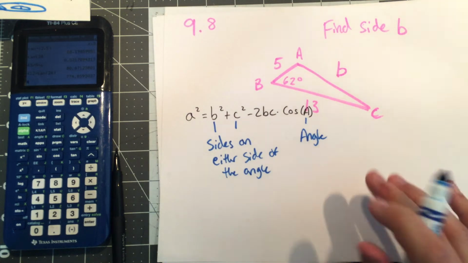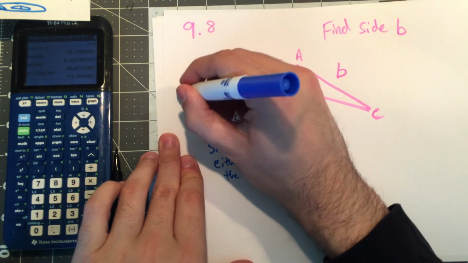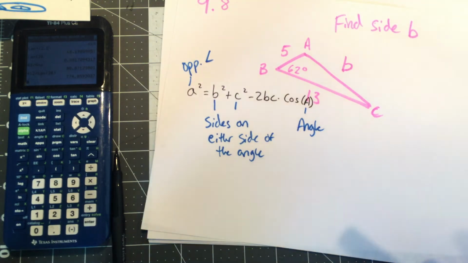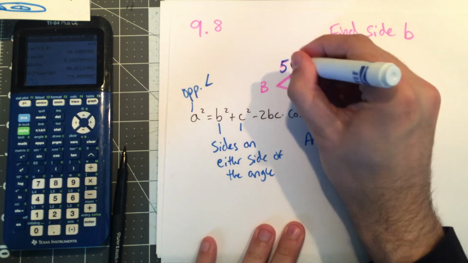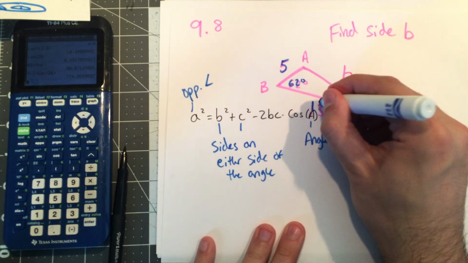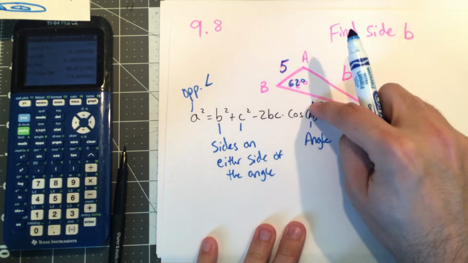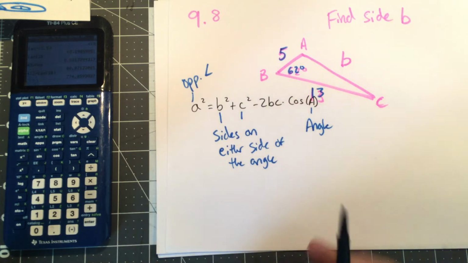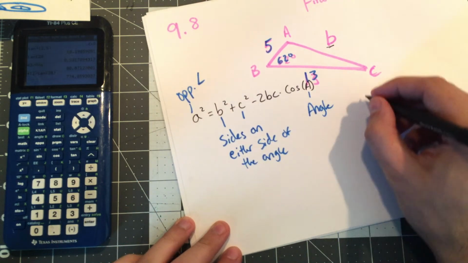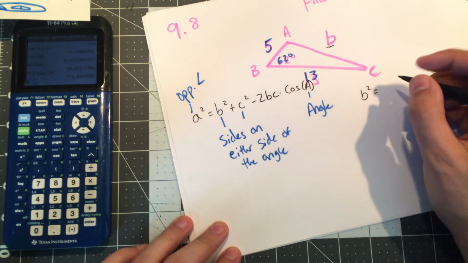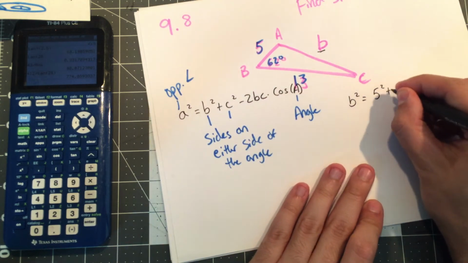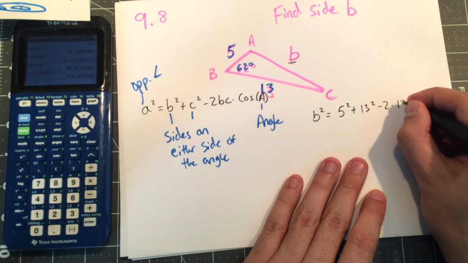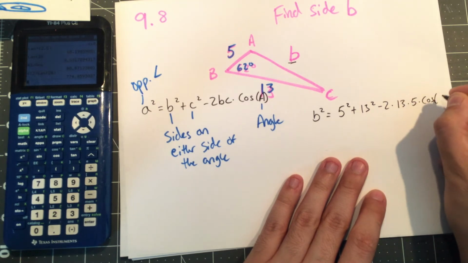On either side of the angle. And then A is the side opposite the angle. So in this case, if you can see, I have a 5, 62 degrees, and 13. That is my B and C, and that is my angle. I'm looking for A. So in our case, it's actually B squared. That's our missing piece. So B squared equals 5 squared plus 13 squared minus 2 times 13 times 5 times the cosine of 62.